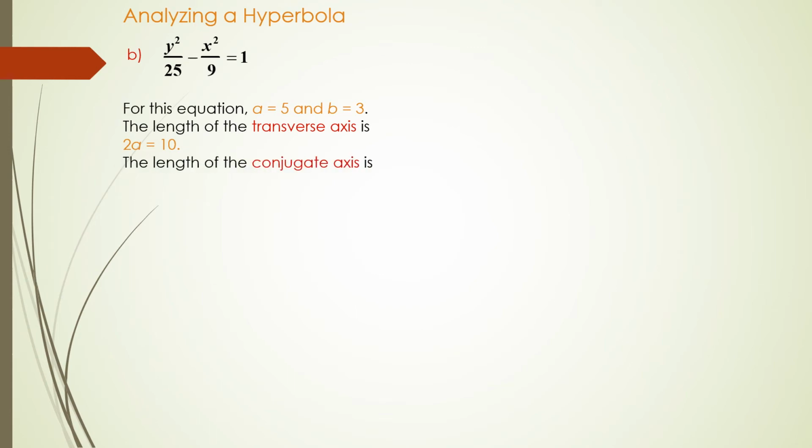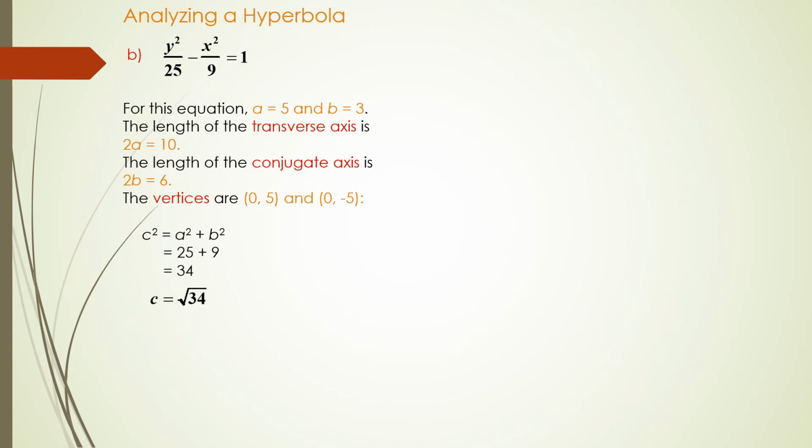Next, we also have our second problem. We have y squared over 25 minus x squared over 9. Of course, y squared comes first and it is positive, the 25. So, our orientation is opening upward and downward. So, our A, of course, always comes first, A is 5, B is 3. Transverse axis is 2A, that's 10. Next, 2B is 6. And the vertices, (0, 5), (0, negative 5), and then c squared equals a squared plus b squared.